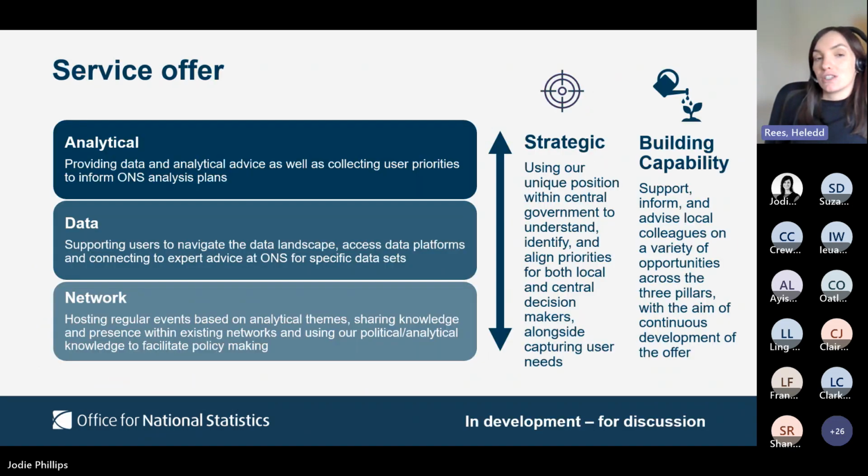Next, we've got the service offer specifically. It falls into three key pillars, and then we've got these two, the strategic and building capability elements, that run across all of the three pillars. So the first part is the analytical part of the offer. This translates to us providing you with advice on data and methodologies.